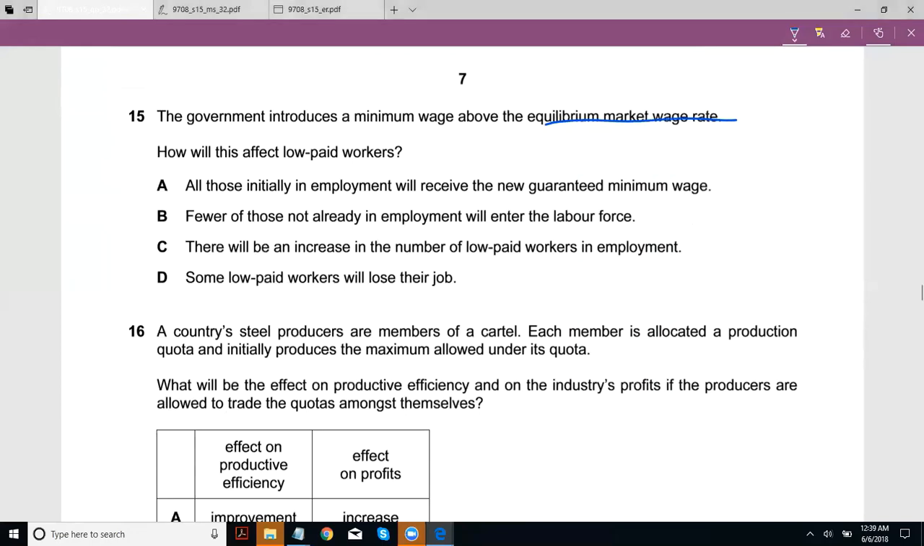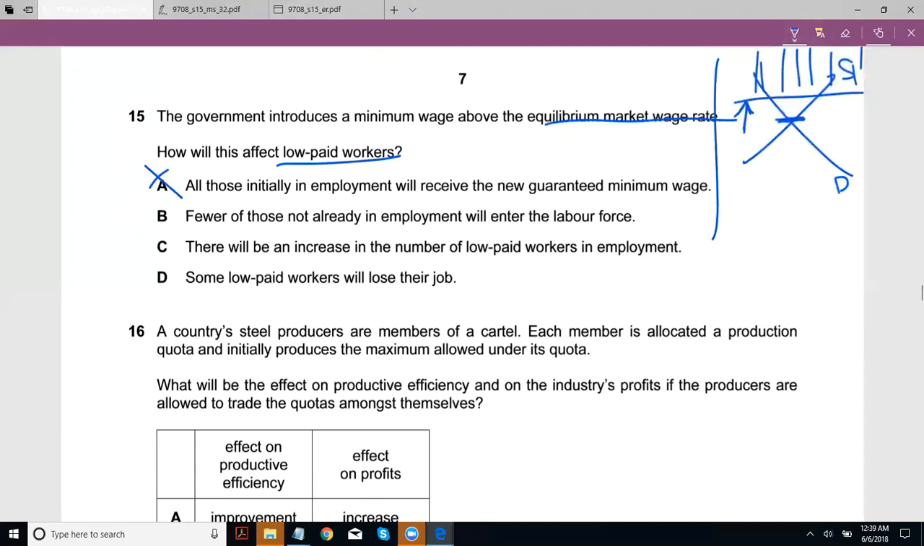How will this affect low paid workers? If you look at your demand for labor and your supply of labor, this is your minimum wage. It can only be above this, can't be below this. So the wage that you're paying low paid workers will have to increase. All those in employment will receive a new guaranteed minimum wage. As you can clearly see from the diagram here, well, I haven't drawn it properly, but D makes sense. Read E directly, it makes sense.